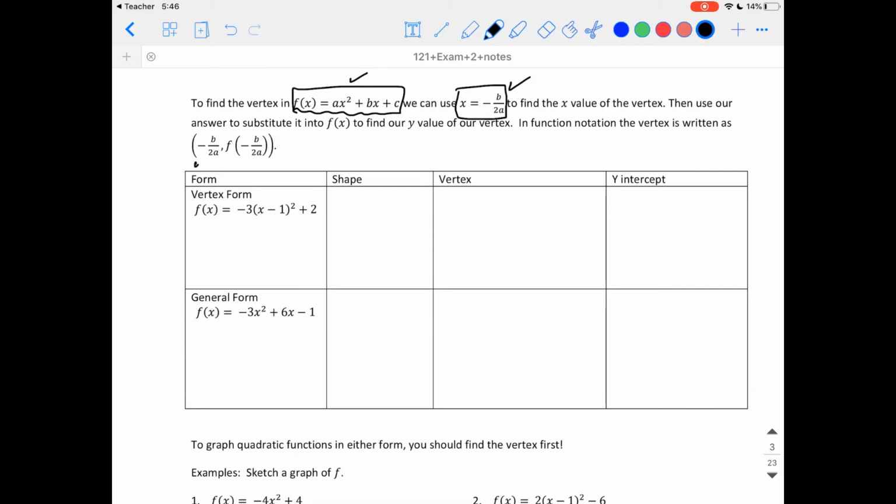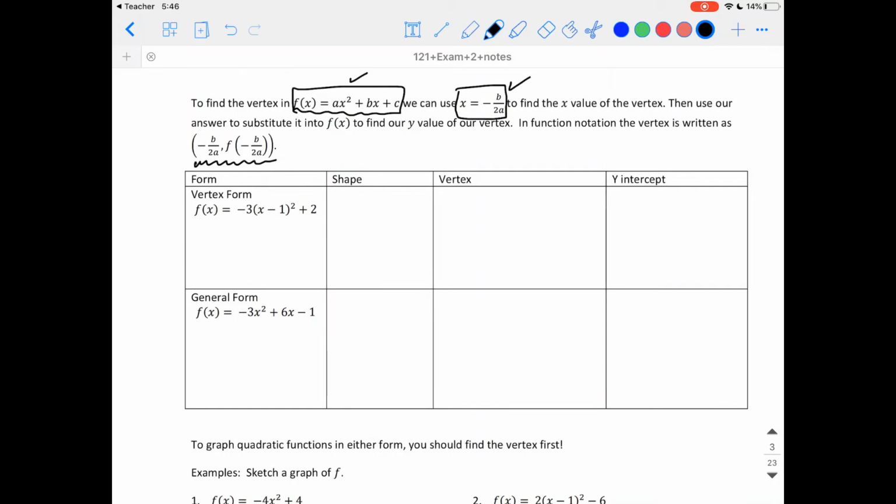What I just said mathematically is technically that right there. So let's compare the vertex form and the general form. Vertex form was negative 3 parentheses x minus 1 quantity squared plus 2. And the general form is f of x equal to negative 3x squared plus 6x minus 1.